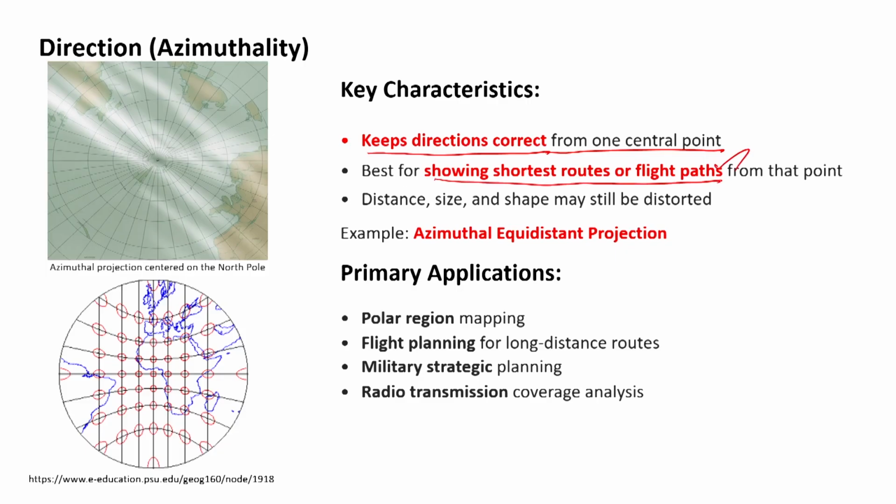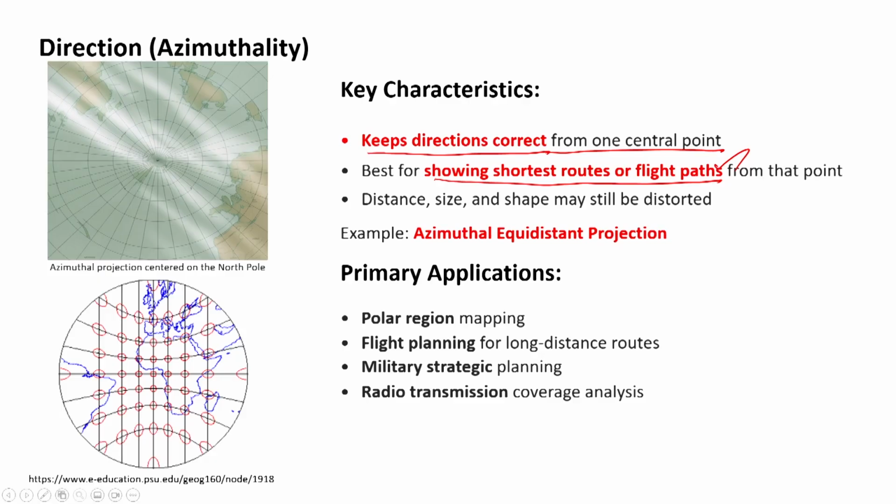This is one of the vital applications we are performing these days. All these recent applications run through shortest path algorithms, so this projection is very essential, because it preserves directions. Sometimes distance as well, but not always. Look at the third point: if you are preserving direction, then distance, size and shape may still be distorted. That is, if you preserve one parameter, let us say direction, the other parameters like distance, size or shape will get disturbed, whatever it may be.